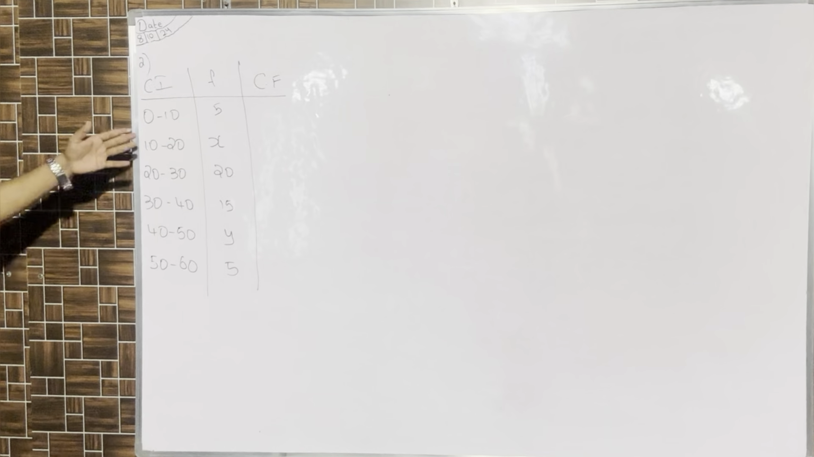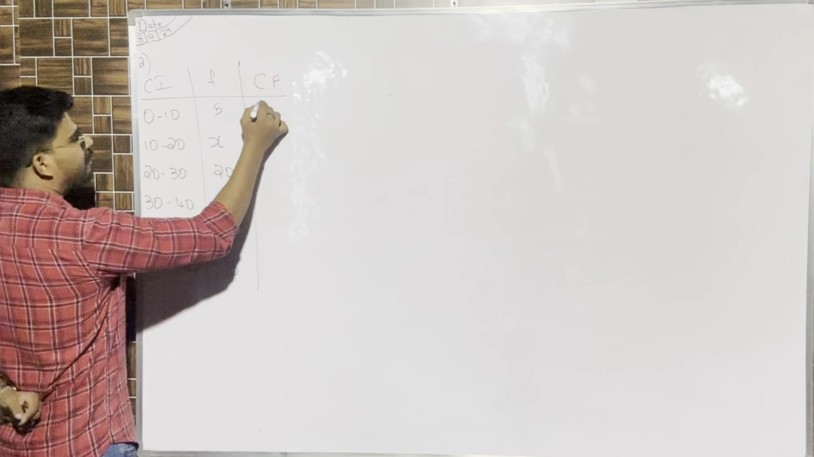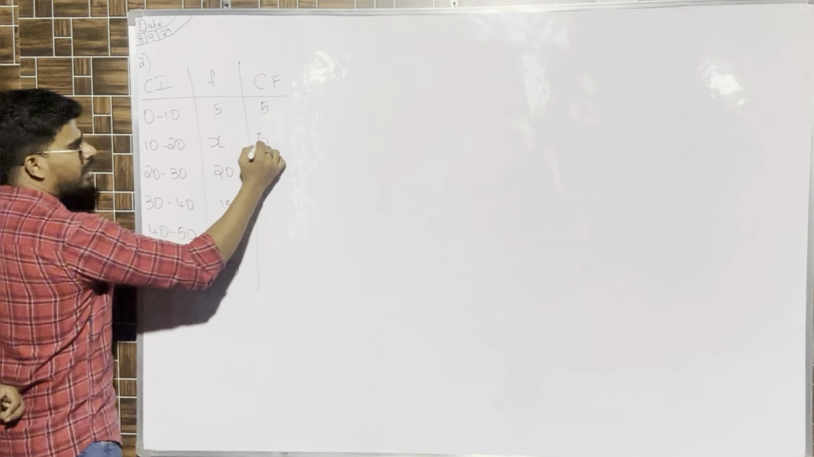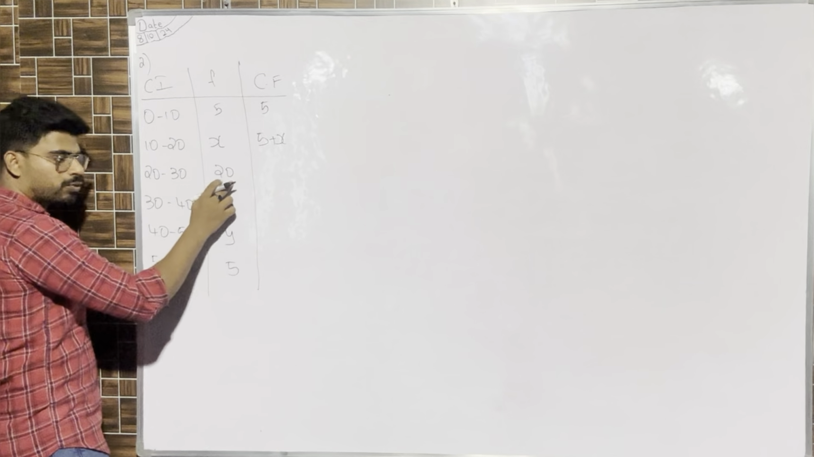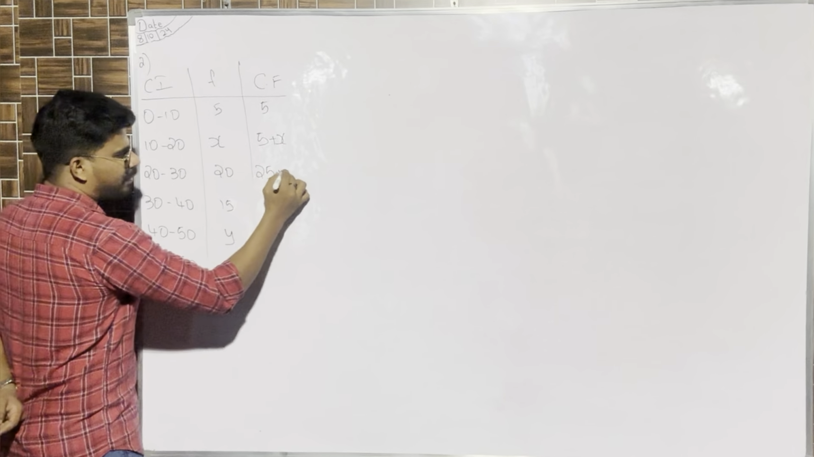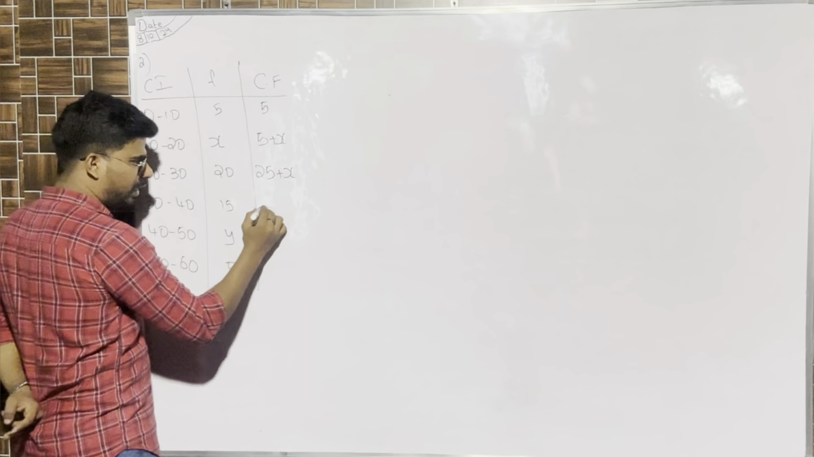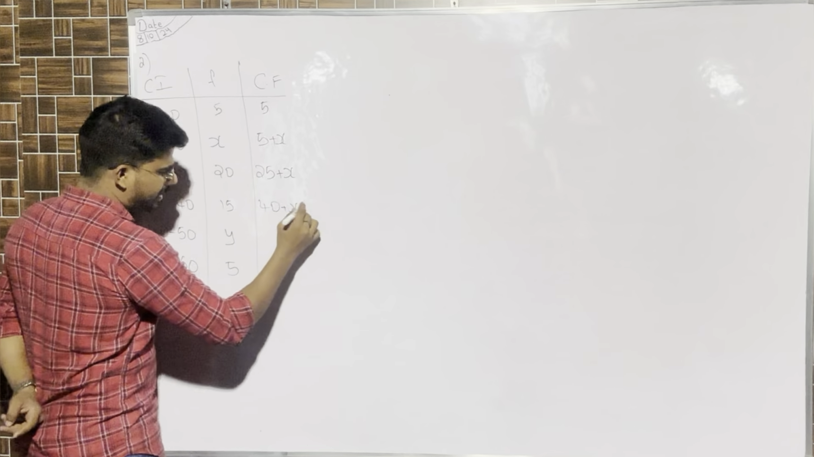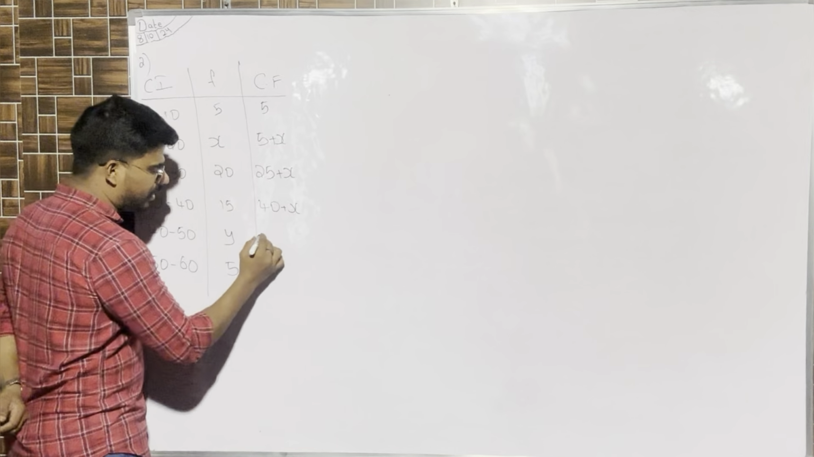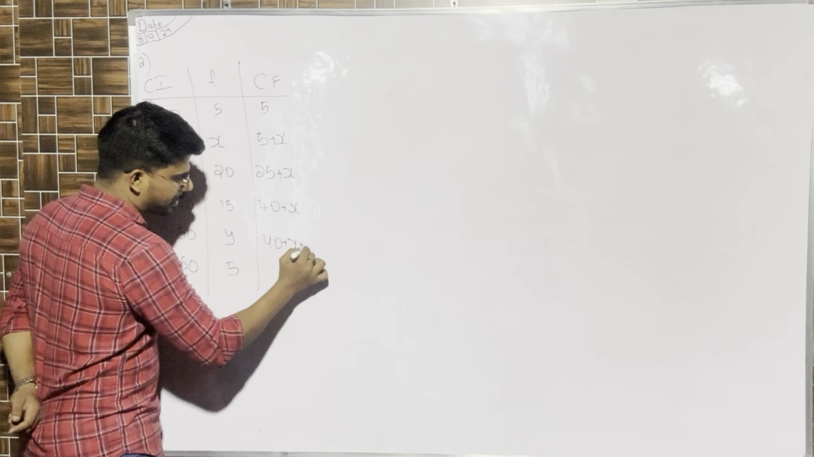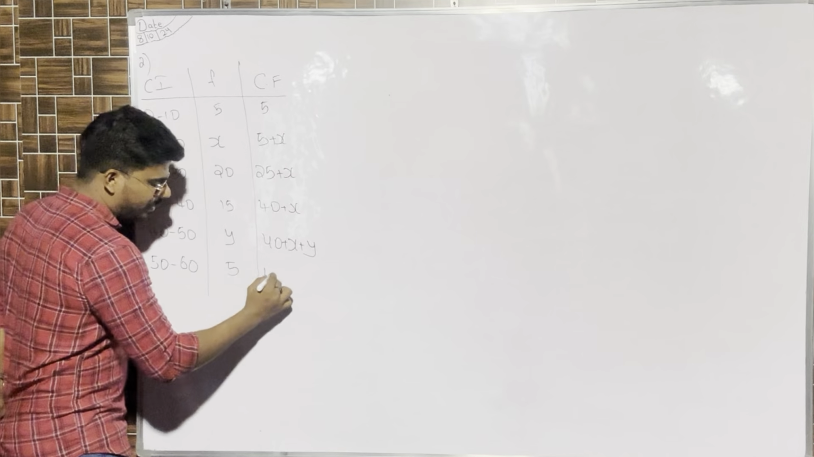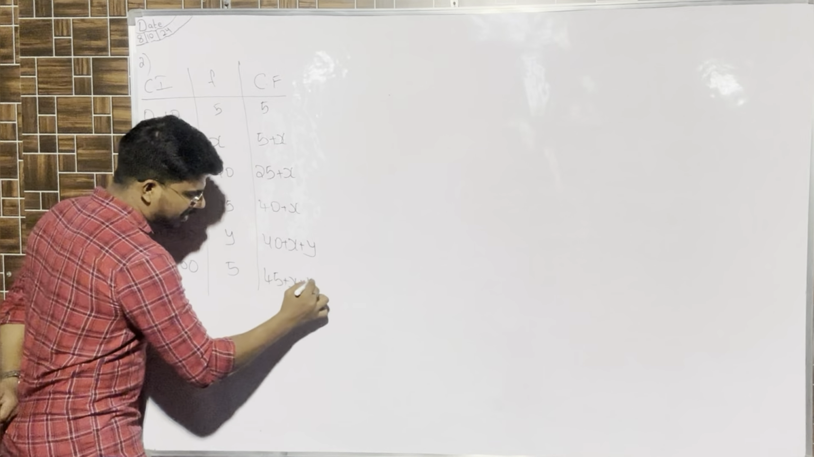Here class interval is given, frequency is given, and we will find the cumulative frequency. Cumulative frequency: first write 5 as it is, then 5 plus x. 5 plus x is 5 plus x only, we cannot add. It is not 5x. 5x in the sense 5 into x. While multiplying, it is different, so 5 plus x. 5 plus x plus 20 is 25 plus x. 25 plus x plus 15 is 40 plus x. 40 plus x plus y. 45 plus x plus y.